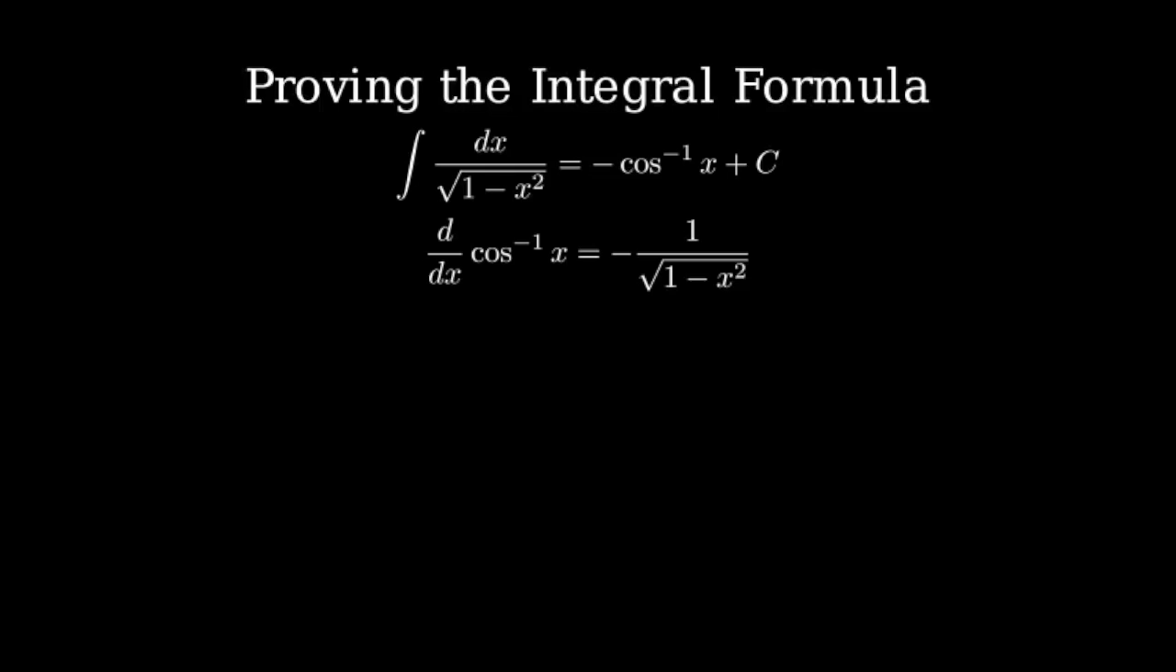To prove this integral, we'll use trigonometric substitution. Let x equal cosine theta. This means dx equals negative sine theta d theta. Now, let's visualize this substitution with a unit circle.